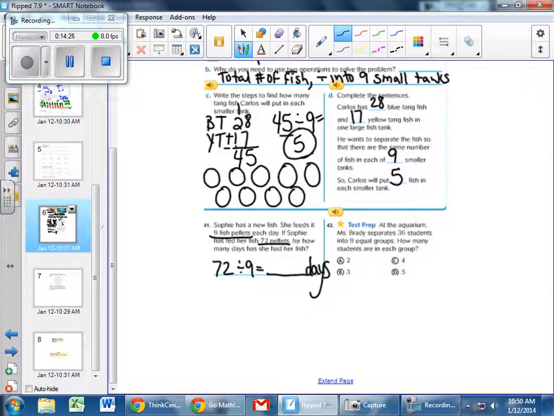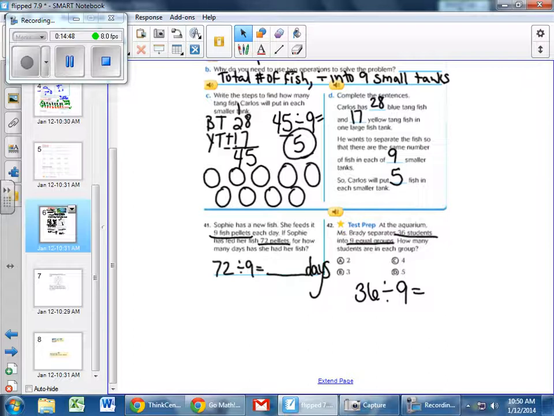Okay, and your last one. At the aquarium, Miss Brady separates 36 students into 9 equal groups. How many students are in each group? So she has 36 total, separating them into 9 groups. And fill out which one you think that is.